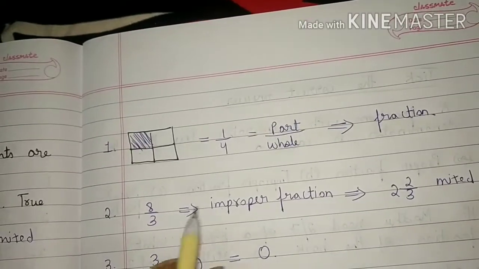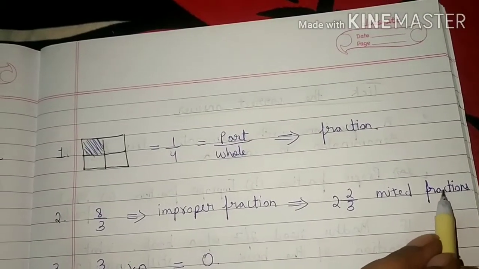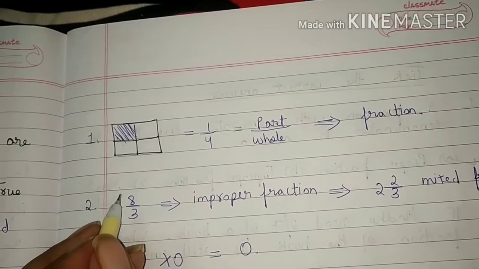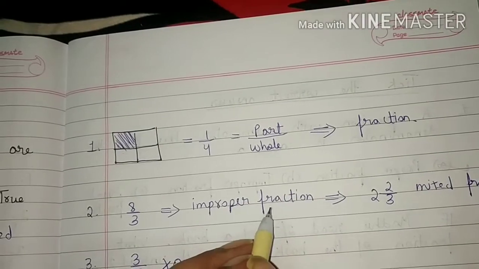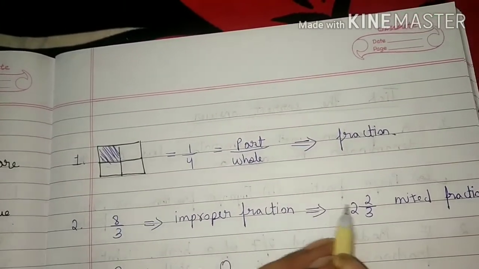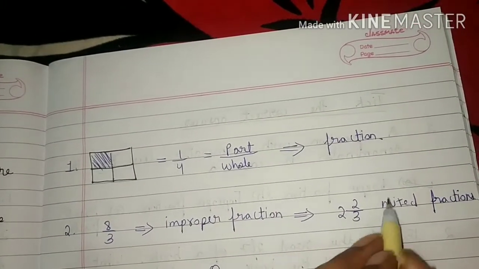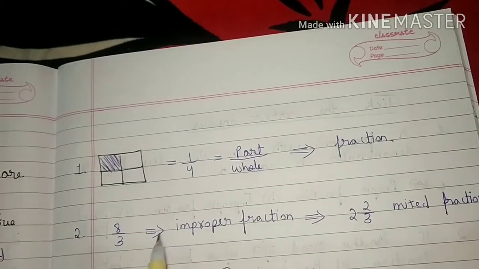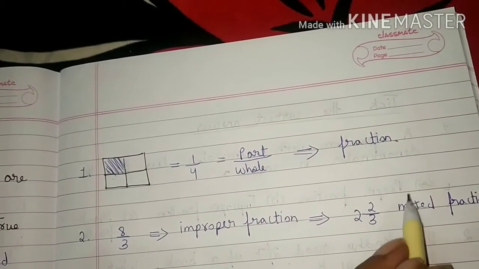Now students, we can write improper fraction as mixed fraction. Students, you can see here 8 by 3. This is a improper fraction and we can write 8 by 3 as 2 2 by 3 and this is a mixed fraction. So students, from this point of view, we can say that we can write improper fraction as mixed fraction.